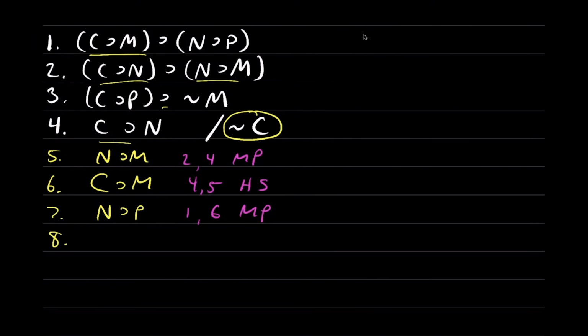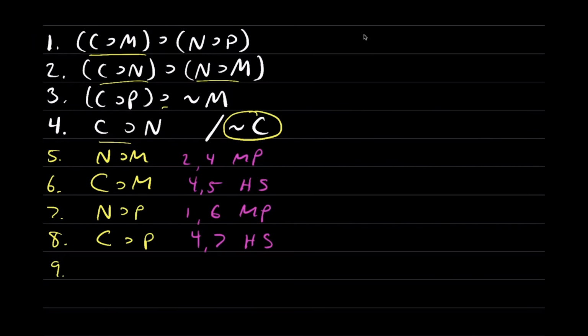Okay, the next thing I notice is that on line 4 and line 7, we've got two conditionals. Again, the consequent of one is the antecedent of the other. Line 4 says, if C, then N. Line 7 says, if N, then P. From that, it follows that if C, then P. And that would follow from line 4 and line 7 by hypothetical syllogism.